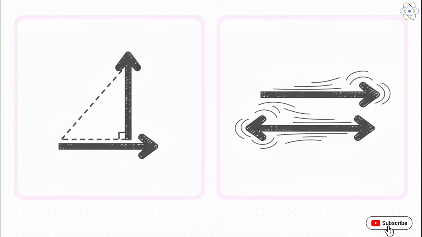If they're pointing at right angles to each other, the total is actually 5 meters per second, thanks to the Pythagorean theorem. Direction matters. Second mistake, thinking a negative sign means smaller. With vectors, a velocity of negative 5 meters per second is absolutely not slower than positive 3 meters per second. That minus sign just means it's going the opposite way. A speed of 5 is always faster than 3, no matter the direction.